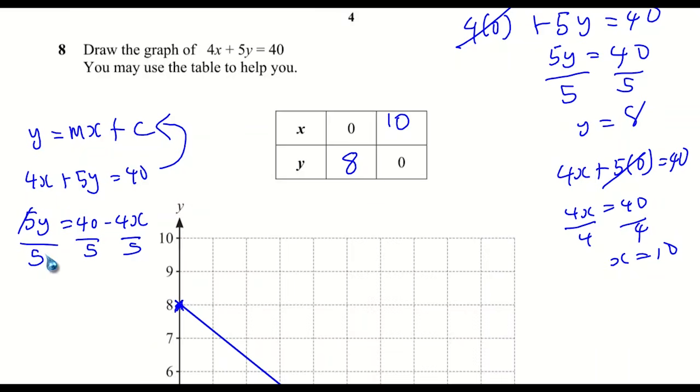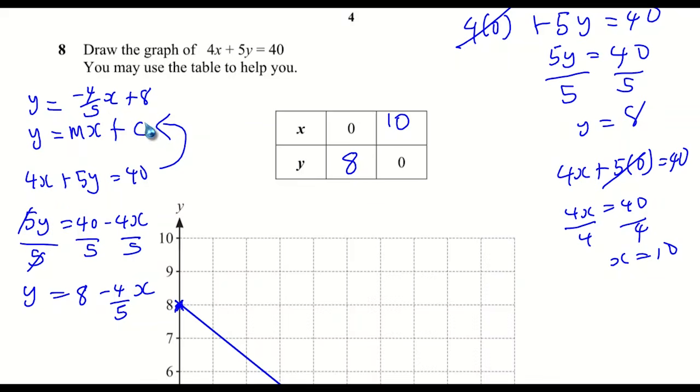So we cancel 5 here. We are left with y equals 40 divided by 5. It is 8 because 5 times 8 equals 40. Then we have minus 4 over 5 x, right? So let's rearrange this one to look like this. I can say y equals, let's write it up here, minus 4 over 5 x plus 8.